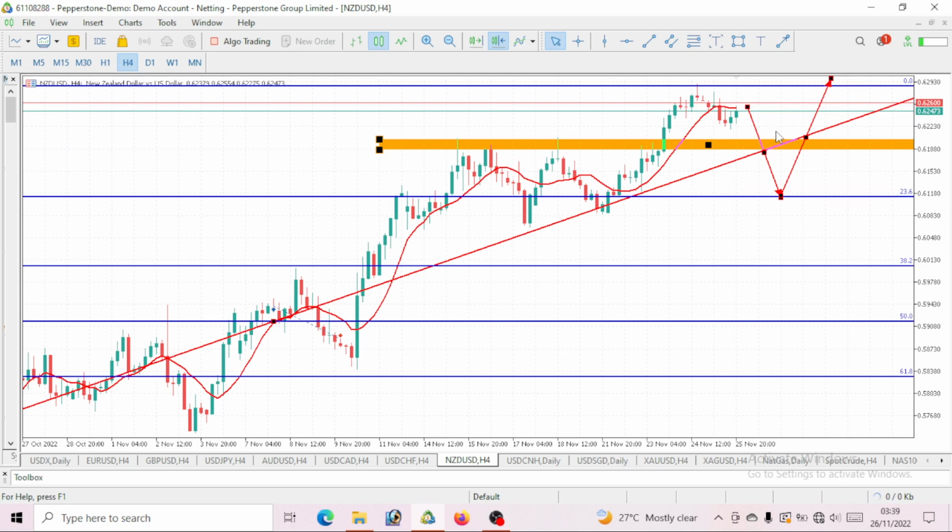So above all, wait for a pullback to happen on this New Zealand dollar before you enter to go long for the week.